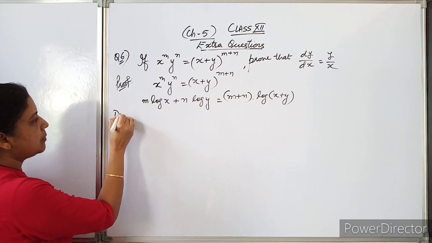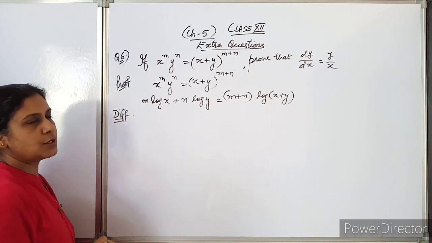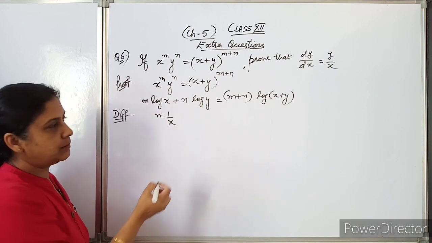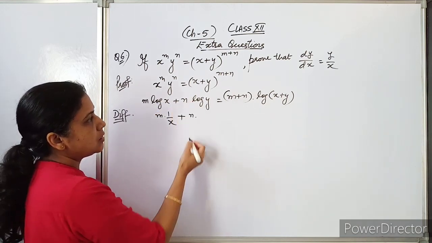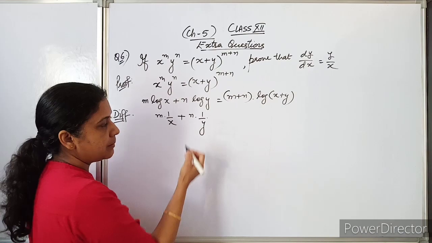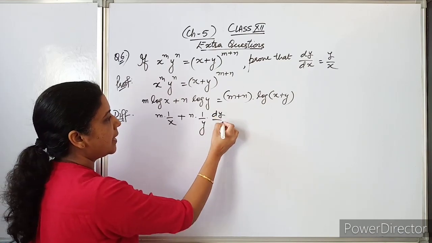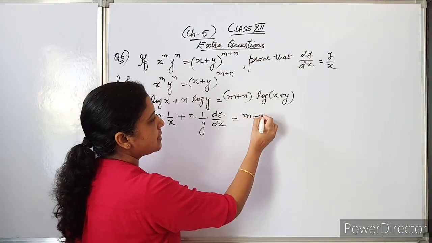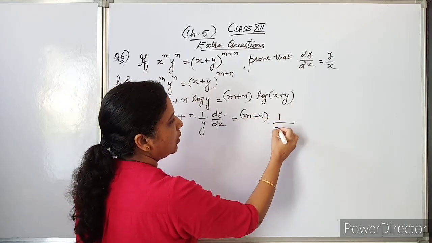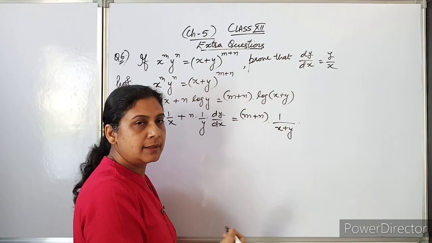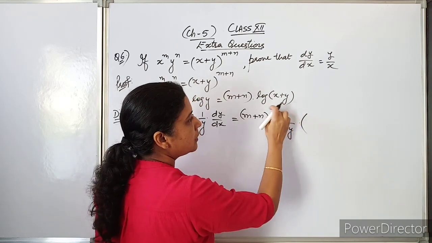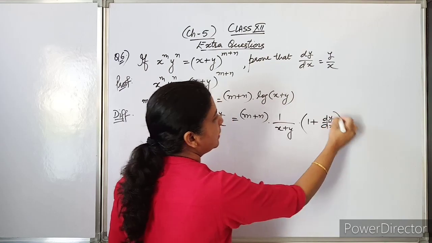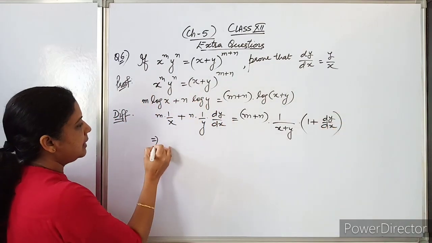Now let's start with the process of differentiation on both sides. m into derivative of log x is 1 by x, plus n into derivative of log y is 1 by y into derivative of y with respect to x by chain rule. Similarly on RHS, m plus n is a constant, derivative of log (x plus y) is 1 upon (x plus y) into derivative of internal function (x plus y), that is 1 plus dy by dx. Let's simplify.